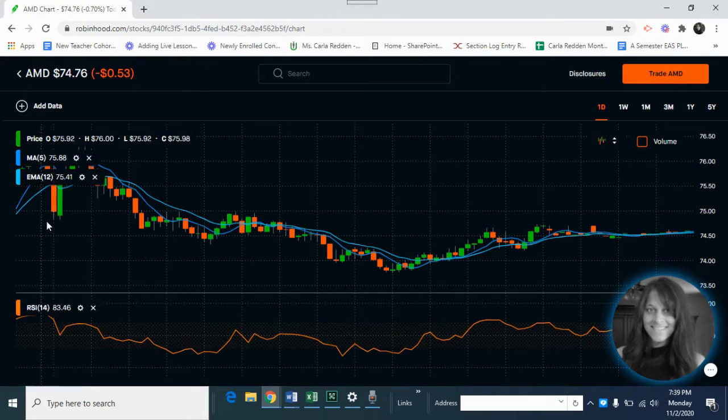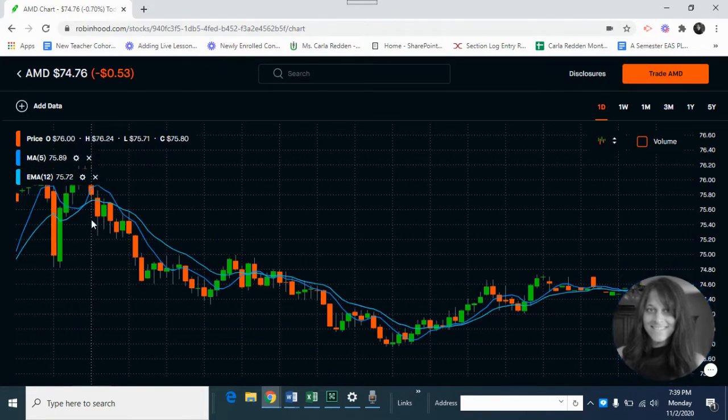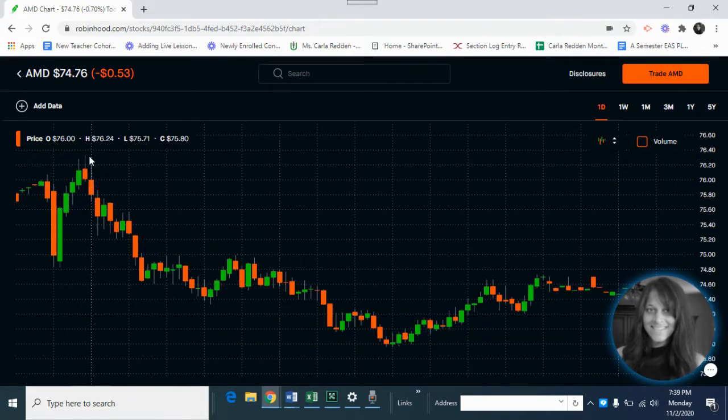So I'm going to get rid of all this data right now, and I'm going to add it back one by one to explain what it means, okay? First, you'll notice there is a line here, kind of like a graph. This is the stock price, and it's being graphed, right?